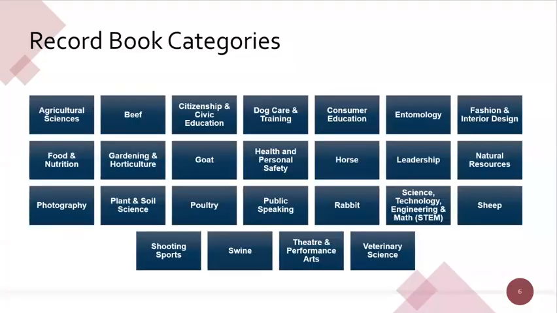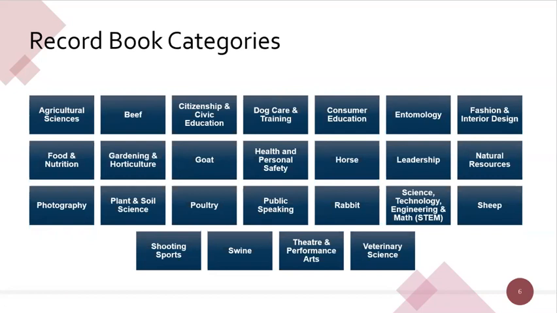All right, so let's look at the categories in record books. In Texas 4-H, we have 25 different categories, project areas that a youth member can create a record book in. These are listed in the areas of agriculture, natural resources, family community health, our STEM projects, and also leadership and citizenship. So there's a large variety of different categories that a youth can tailor their record book around.